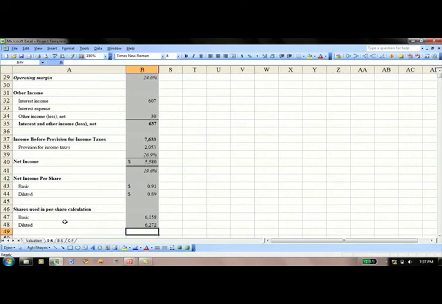So those are all the line items that are in the income statement, and we'll stop here on this slide pack and we'll move on to the balance sheet and the cash flow and other financial modeling concepts in subsequent slide packs. Thank you very much.